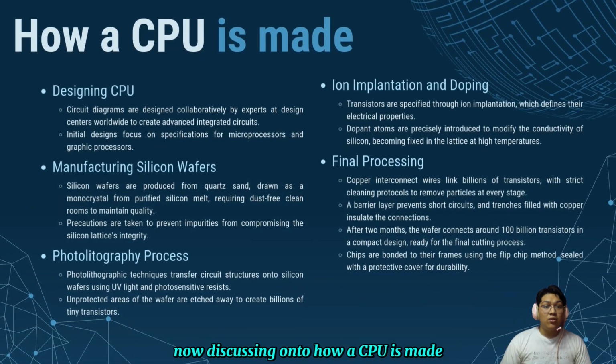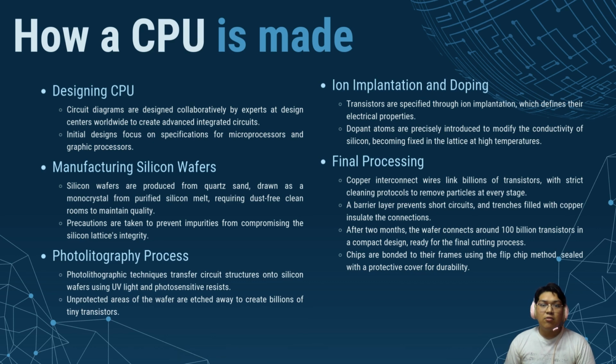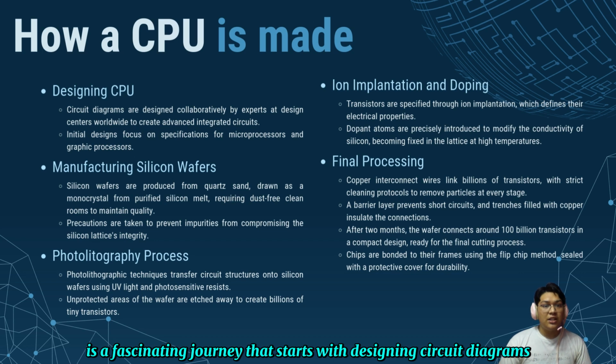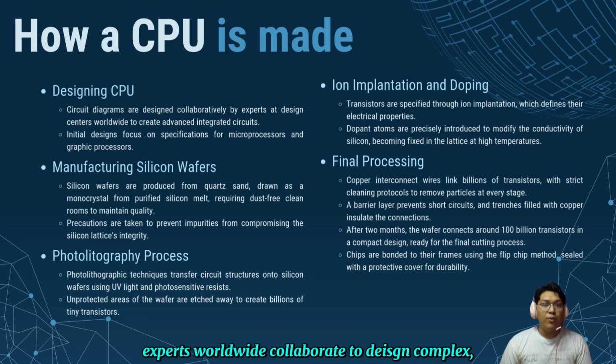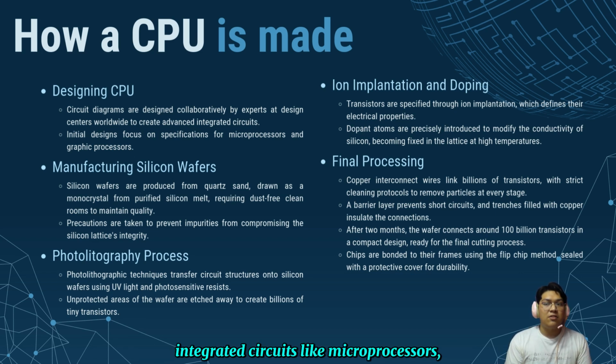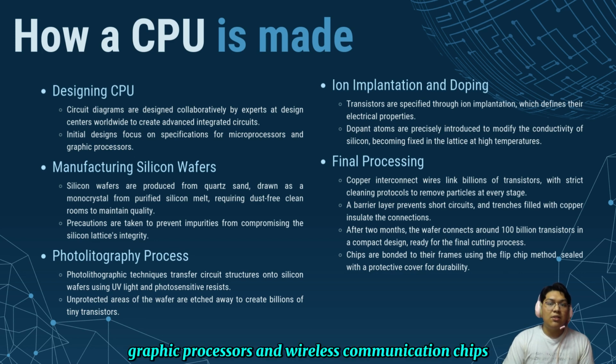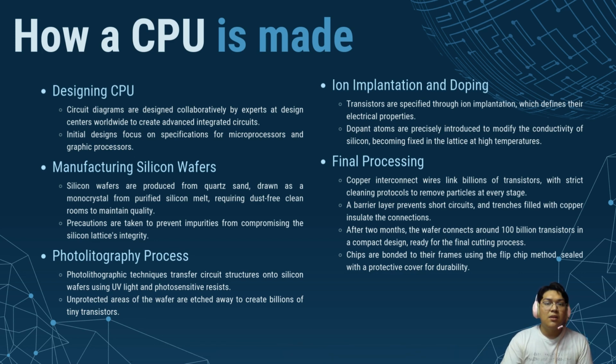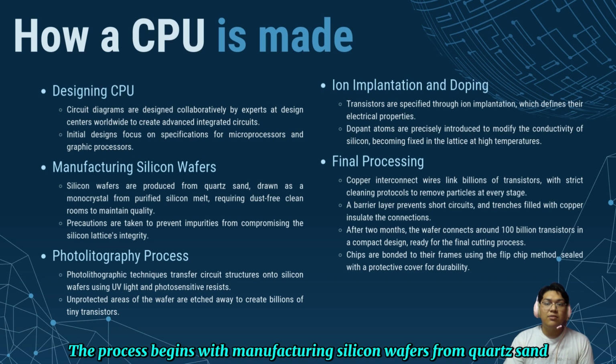Now discussing how a CPU is made. Creating a CPU, or central processing unit, is a fascinating journey that starts with designing a circuit diagram. Experts worldwide collaborate to design complex integrated circuits like microprocessors, graphic processors, and wireless communication chips. The process begins with manufacturing silicon wafers from quartz sand.